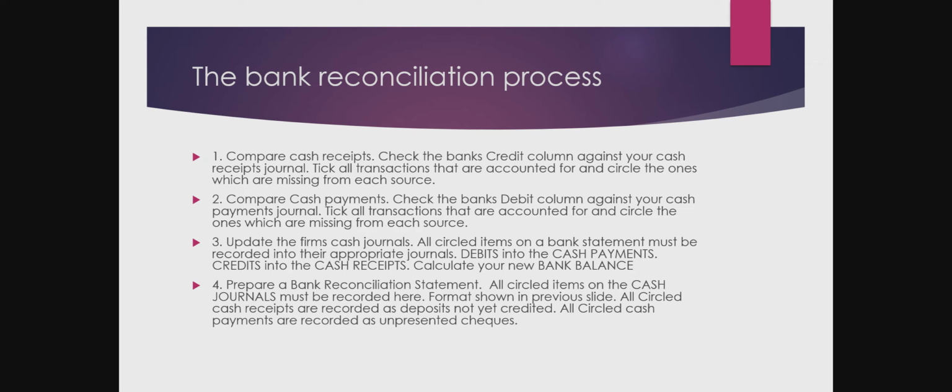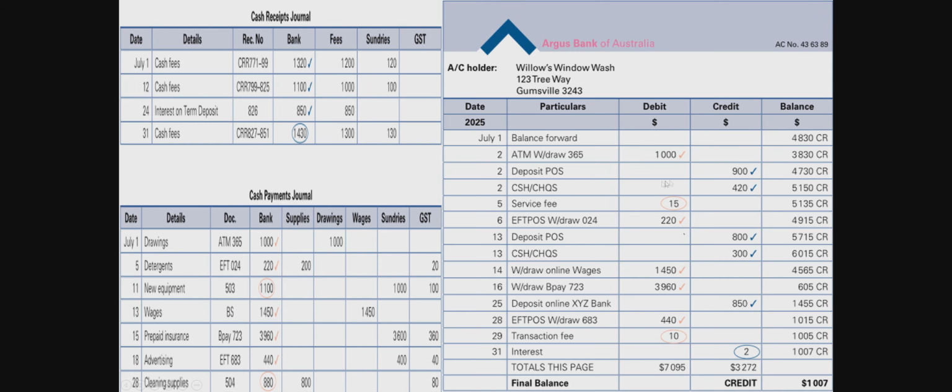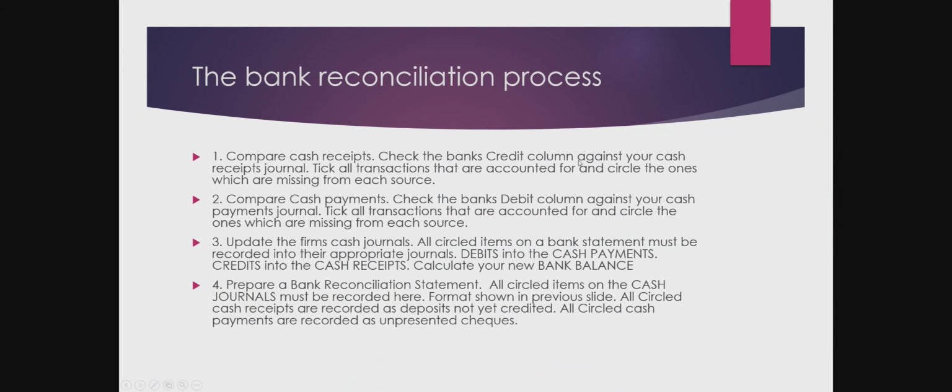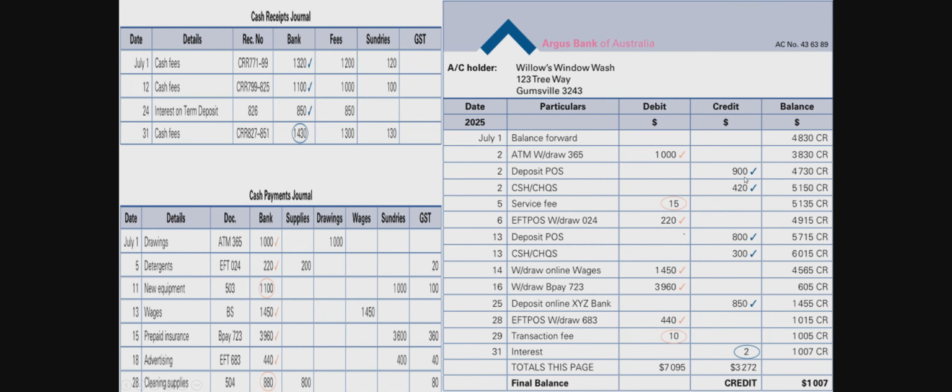So these are the steps involved in the reconciliation process. First, you compare the cash receipts journal, or the cash receipts. So first off, you go to the credit column of your bank. The credit section here is all your cash receipts, and you compare it against your cash receipts journal. Tick all the transactions that are accounted for and circle the ones that are missing. So in this case, we've ticked off $900. Was there $900 in the cash receipts journal somewhere here?